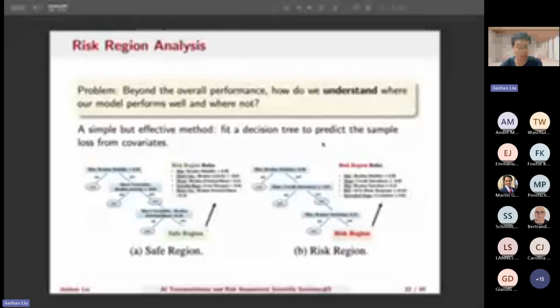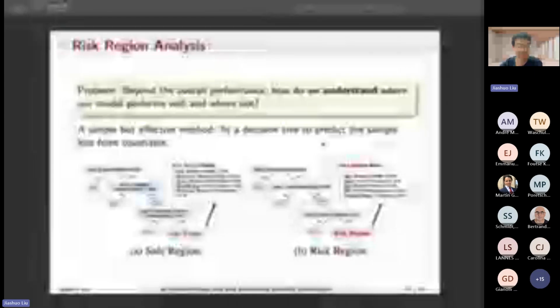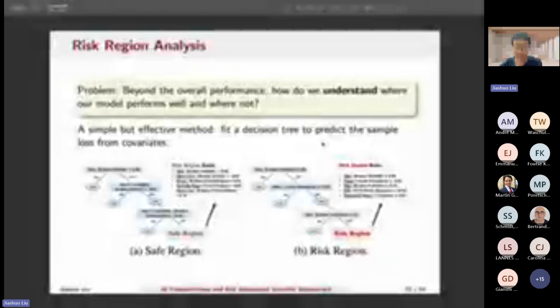Then we move on to our second tool, the risk region analysis. Compared to the first tool, it is super simple and super easy to use. Here the problem is, beyond the overall performance, how do we really understand where our model performs well and where not? Here we propose a super simple but effective method. We can just fit a decision tree to predict the sample loss from the covariates.